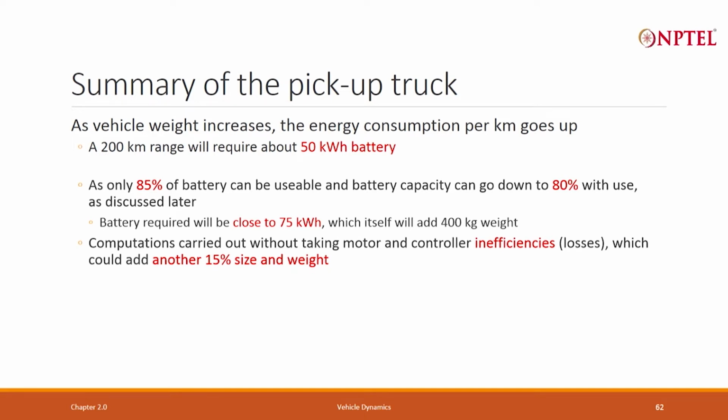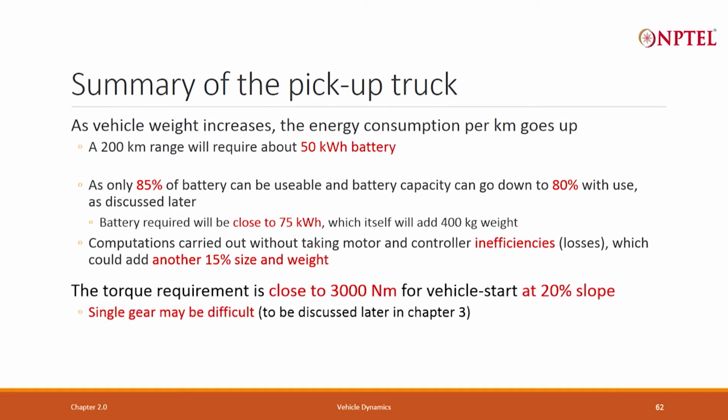So, the motors and controllers will be better designed, so you get good efficiencies, but 15% size. Torque requirement is about 3000, a little more than that, 3500 at 20% slope. Single gear may be very difficult, and yet one might try to do it with single gear. Otherwise, one has to do gear change, in which case you have to have a clutch which disengages the gear and then go to another gear.